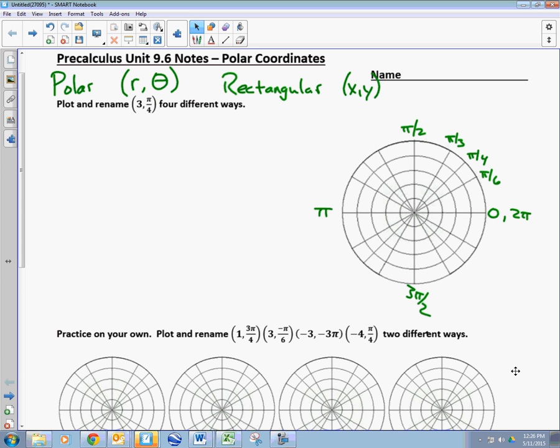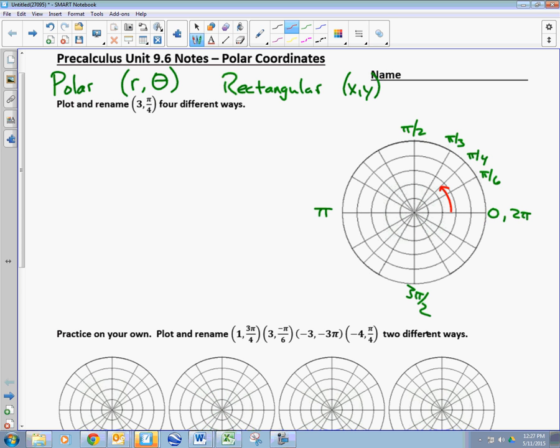So when it says plot and rename this point 4 different ways, what we're going to do is this. We're first going to learn how to plot these coordinates. Now, I know that when you're given a rectangular coordinate, you generally always do x first, then y. I would encourage you that when you get a polar coordinate, you first do the angle. So the angle of rotation is pi over 4.